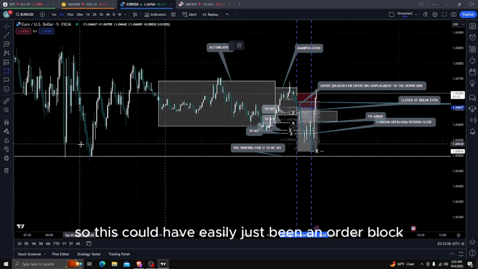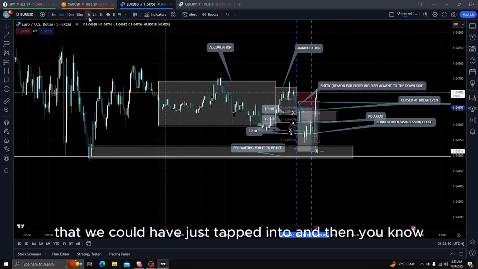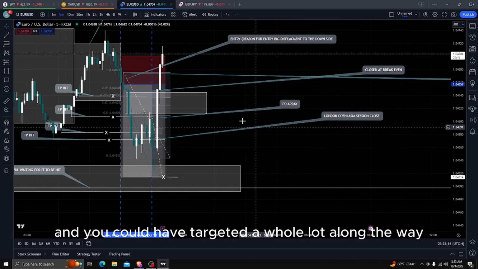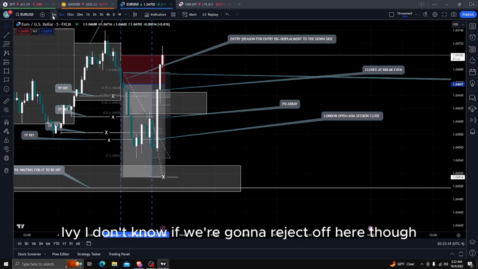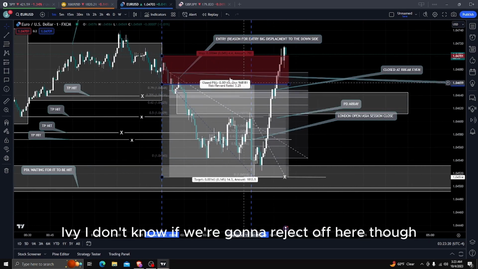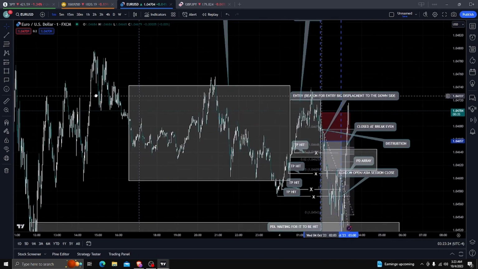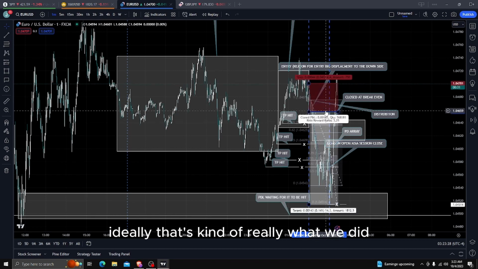So this could have easily been an order block that we could have tapped into and then been on our way back up, and you could have targeted a whole lot along the way. I don't know if we're going to reject off here, though. It would be nice if we did. But ideally, that's really what we did.